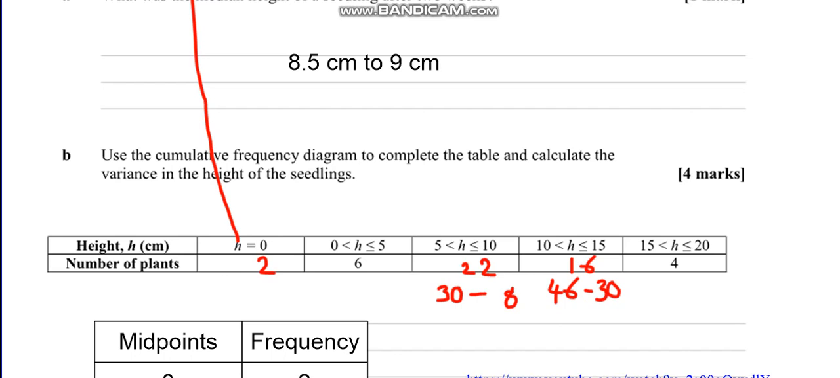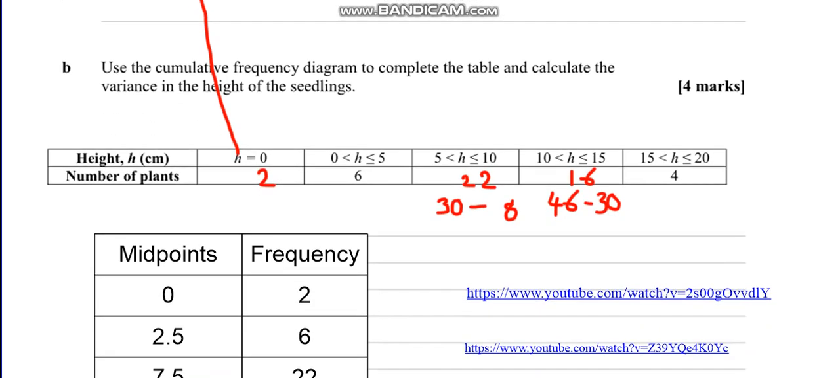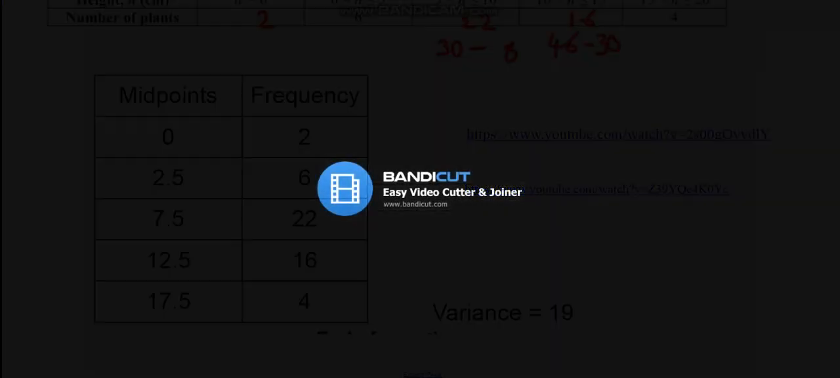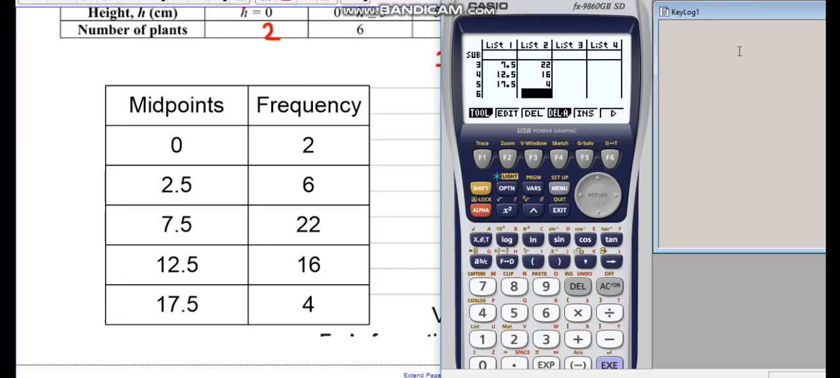So then you're asked to calculate the variance. Okay, so I've got my calculator here. Again, I'm in stats mode. I've got my lists. I've typed the midpoints into list 1. So you can see there, if I go to the top, 0, 2.5, and so on, and then the frequencies into list 2. So I need to be in calc, so that's F2, and I'm going to check my setup.